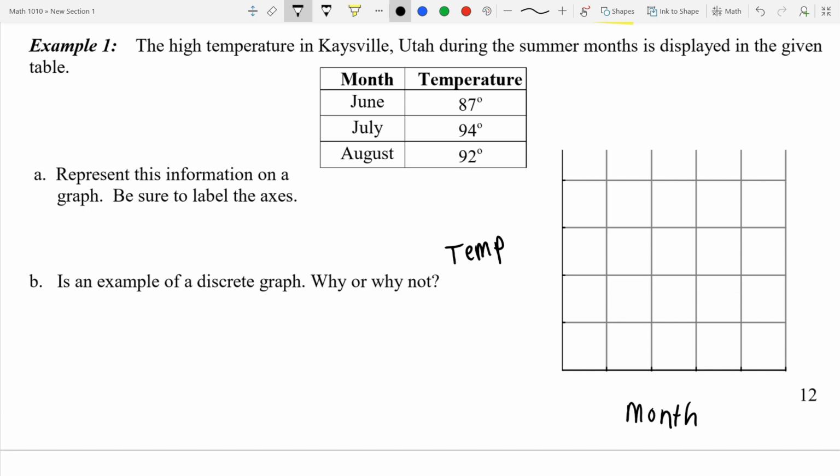Okay, so then right here on this mark, I'm going to make a mark and I'm going to put June. Then I'm going to make a mark and I'm going to put July. And then I'm going to make a mark and I'm going to put August. Now look how big those numbers are. They're like 87 and bigger.